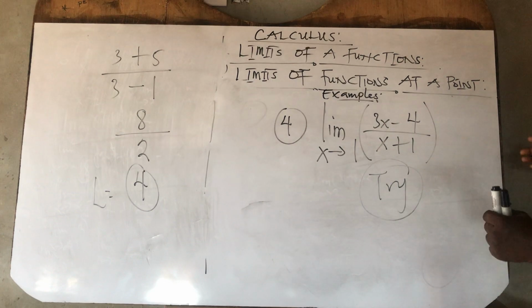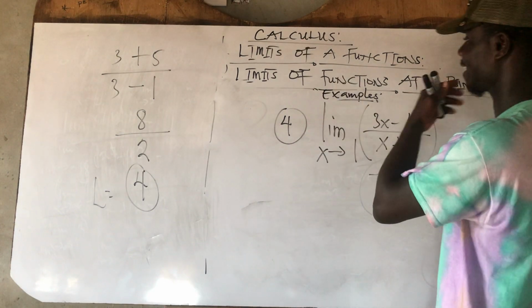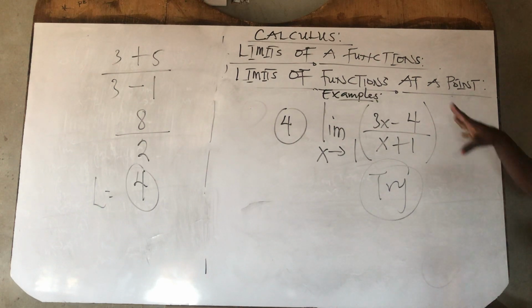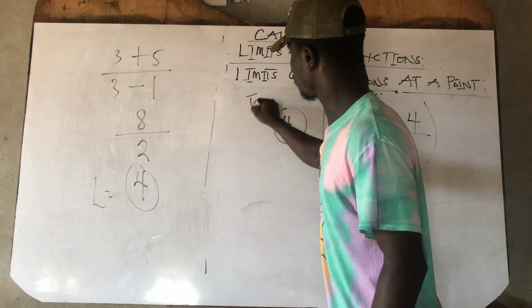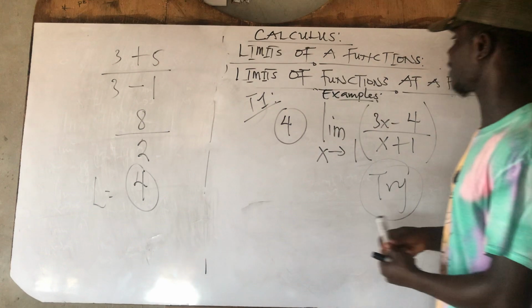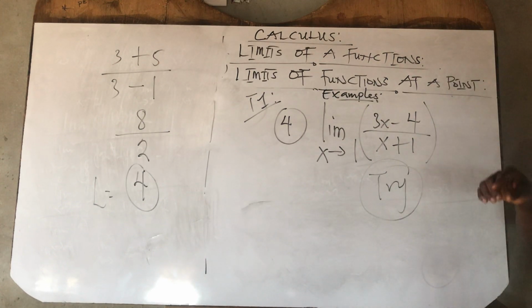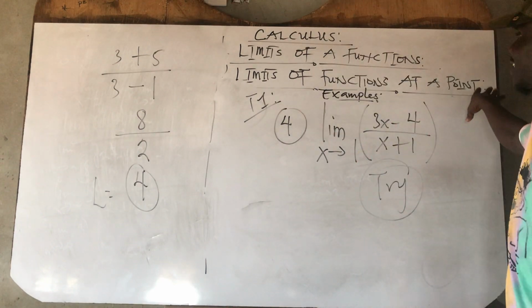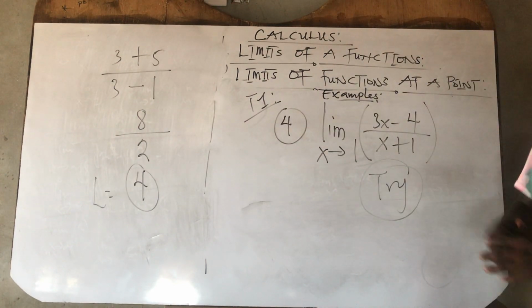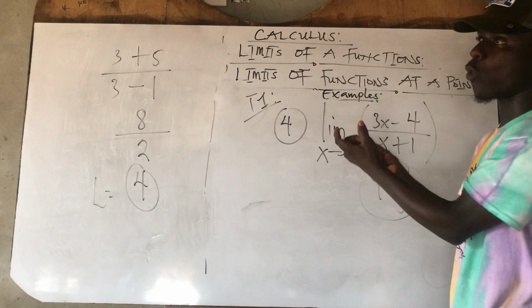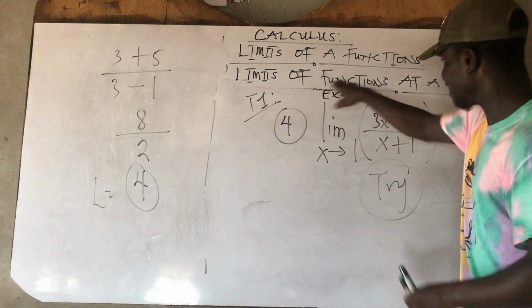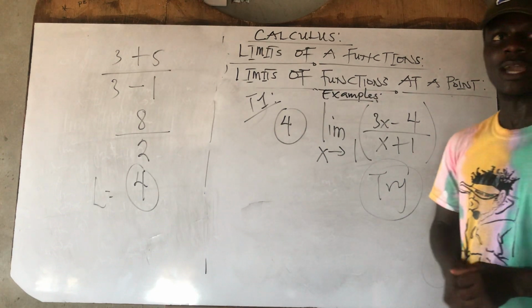So now we are done with what? Limit of functions at a point. We are done with limits of functions at a point for this type 1. So this one is type 1, which involves what? Direct substitution. Right? But we are not done with that as a whole. We have to move on to the next sub-topic under this limit of functions at a point.